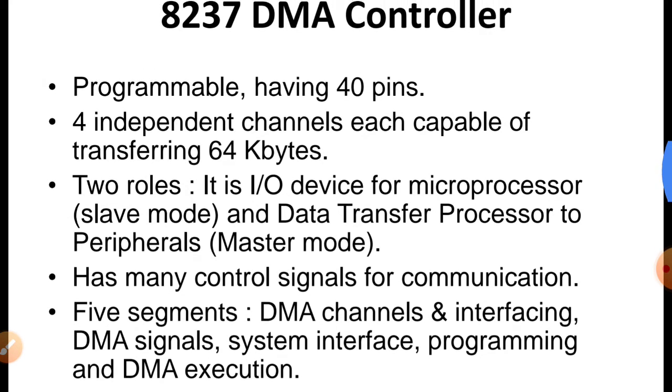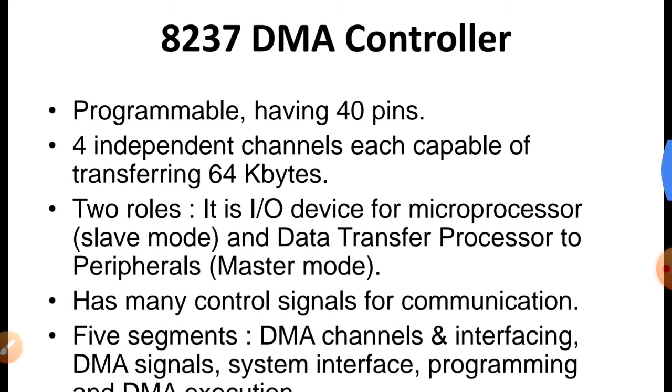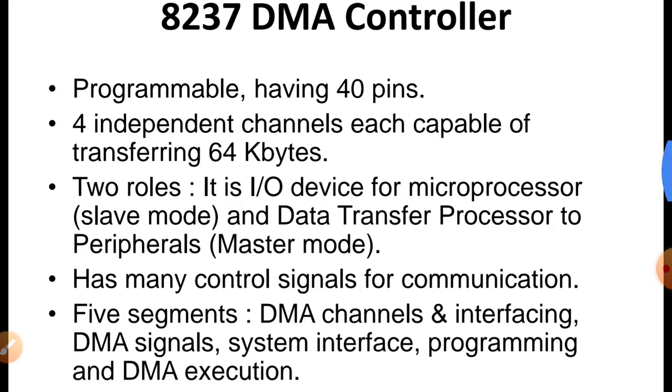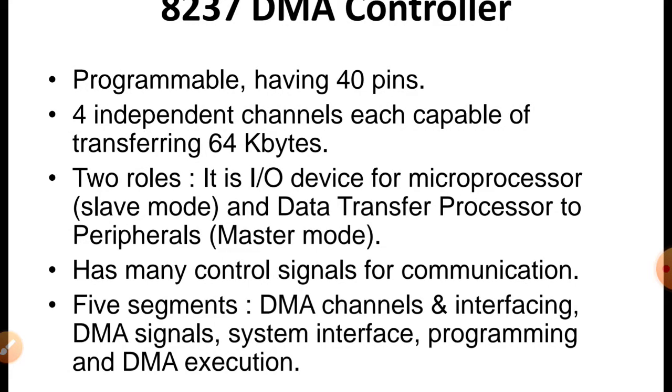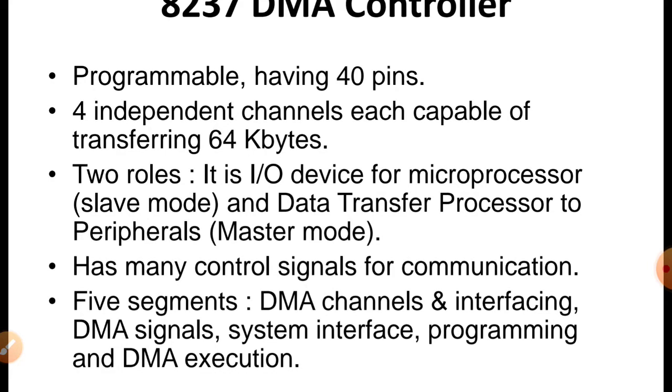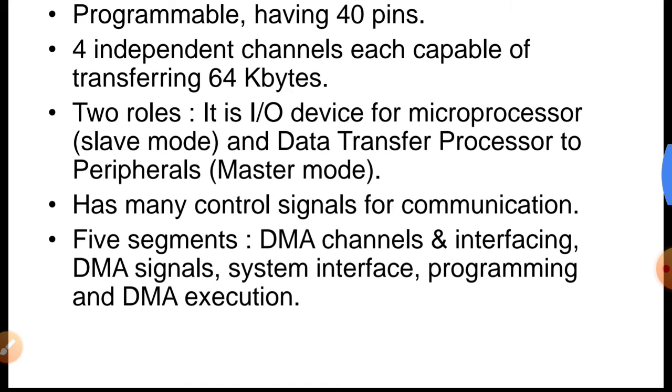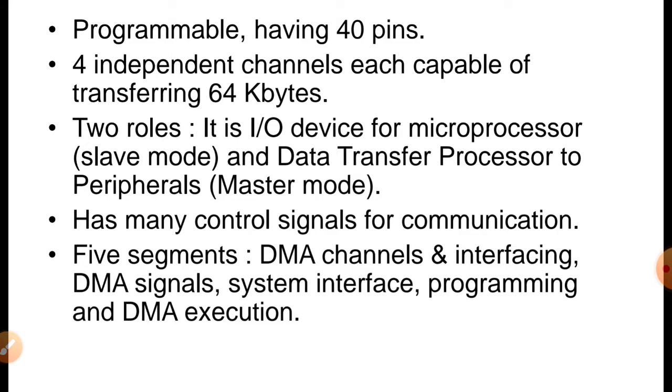Whenever the processor starts, whenever this DMA controller starts its work, first of all it serves as an input output device for the microprocessor by sending a request signal, and at that time it is working in slave mode. And another time, whenever the control of the buses is given by the processor to the controller, it starts working in the master mode, and at that time it is also called a data transfer processor.